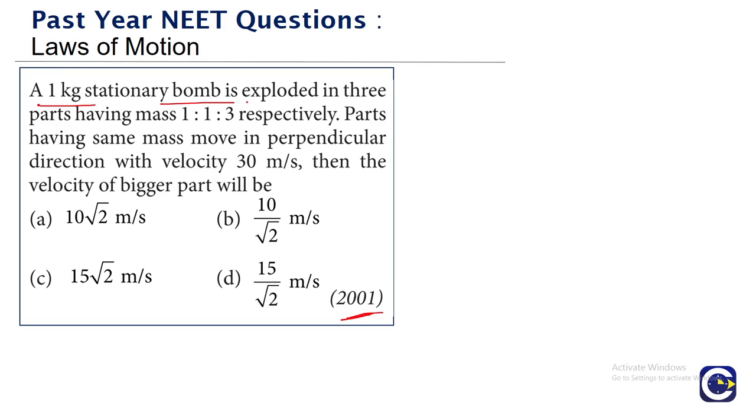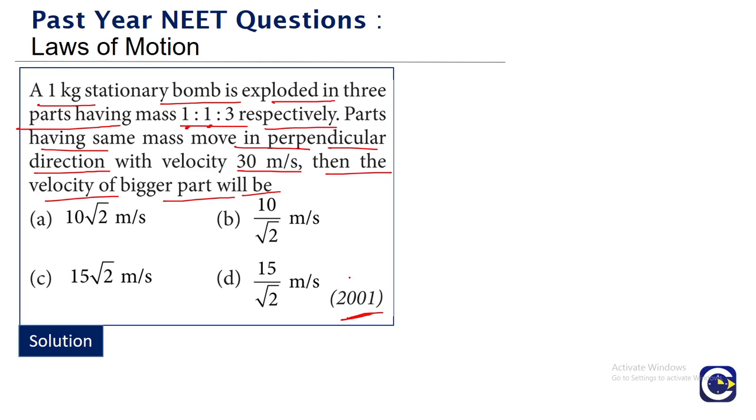A 1 kg stationary bomb is exploded in 3 parts having masses 1:1:3 respectively. They are giving us the mass ratio. The parts having the same mass move in perpendicular directions with a velocity of 30 meter per second. So they are giving only the velocity of the parts having the same mass, the ones with the 1:1 ratio. Then the velocity of the bigger part will be?